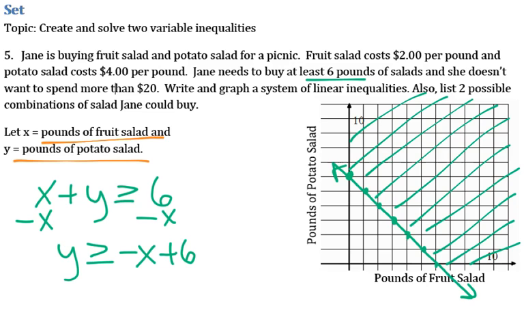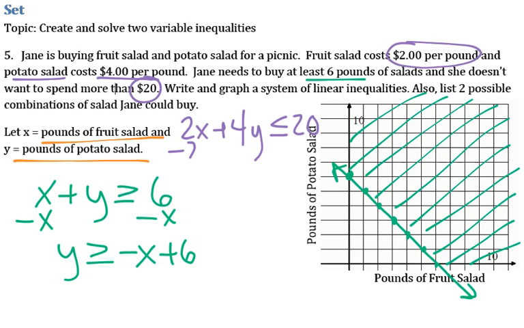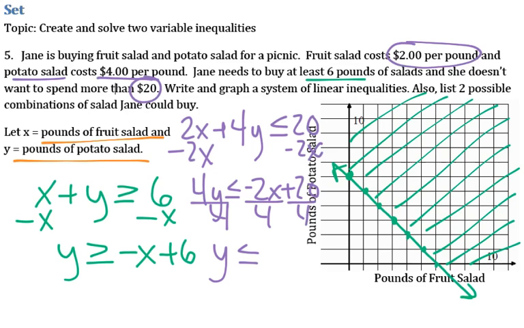So the next one, we know it's 2 per pound for fruit salad. So I'd have 2 times x, plus 4 for potato salad, 4 times y. And that can't be more than $20, so that has to be less than or equal to $20. Once again, we can turn it into slope-intercept, so we get 4y is less than or equal to negative 2x plus 20. Divide by 4. We get y is less than or equal to negative 1/2 x plus 5.